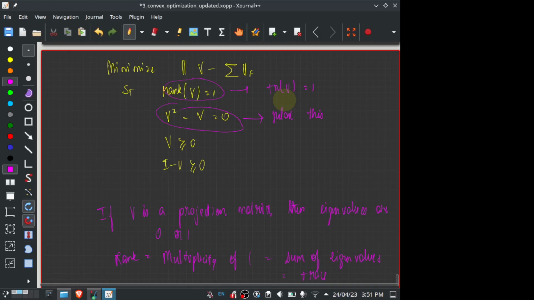So do we require this I minus V greater than or equal to 0 constraint because we are relaxing the V square minus V constraint? Because it automatically follows. Yes.